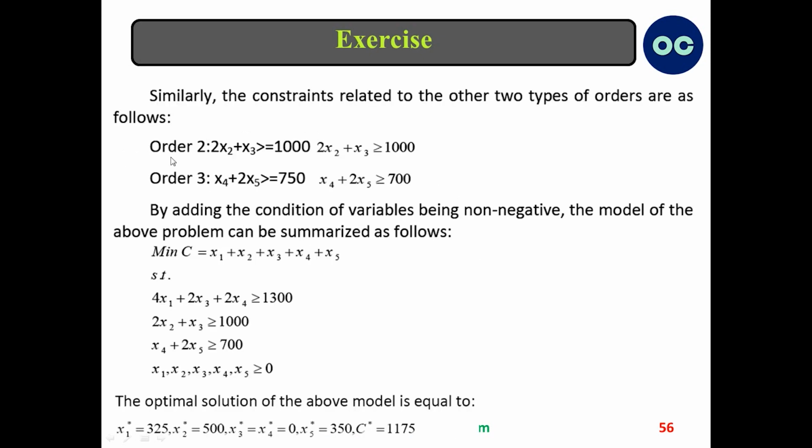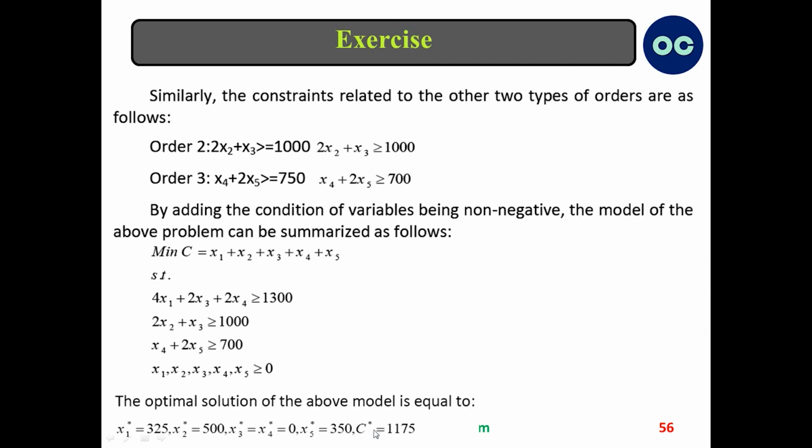For order number 2 and order number 3, we have similar limitations. Similarly, we also need to add the non-negativity constraint to the variables. We can summarize the model for the given problem as follows. So we are going to minimize the summation of the cuts subject to the order constraints and non-negativity constraints. This is the optimal value of this function.